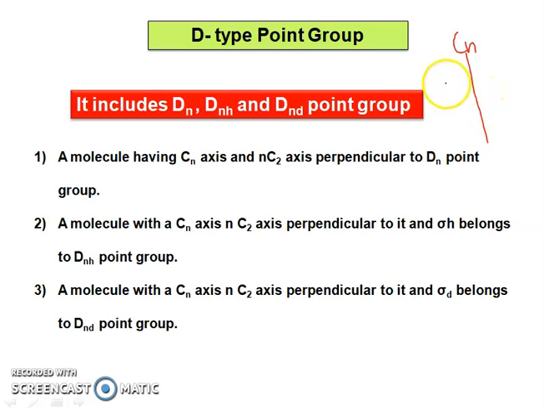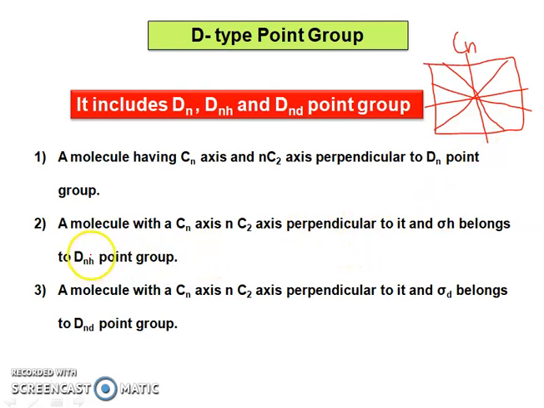And your n number of C2 axes, like these C2 axes, right. Sorry, n number of C2 axes, another name is S2 axes, and these axes are perpendicular to the CN axis, right, and one of these is a horizontal plane. If there is a horizontal plane and n number of C2 axes, and those C2 axes are perpendicular to the CN axis, then your point group is the DNH point group, right.